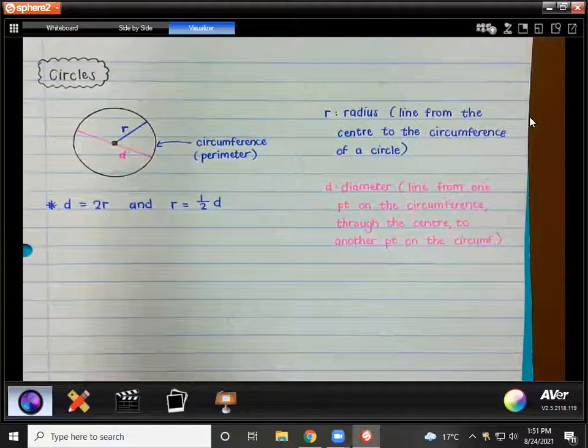So if they've told you that the radius, for example, is 3, then you need to know that the diameter will be 6, double the radius. Or if they've told you that the diameter is 6, you need to understand that the radius will then be half of that, 3.